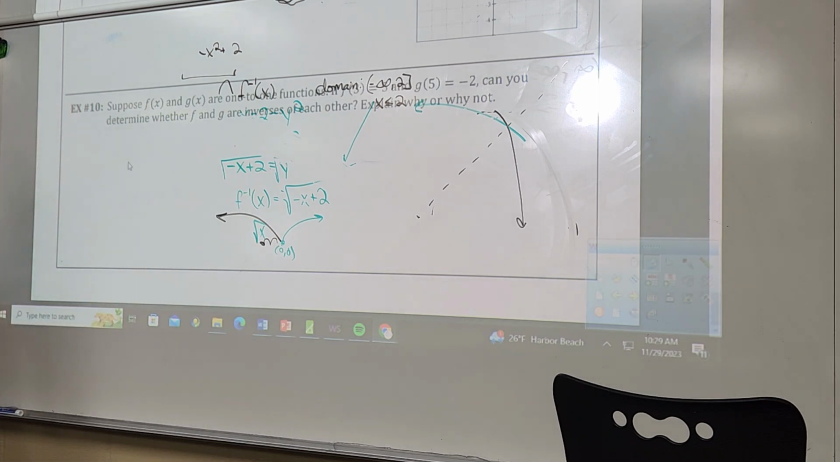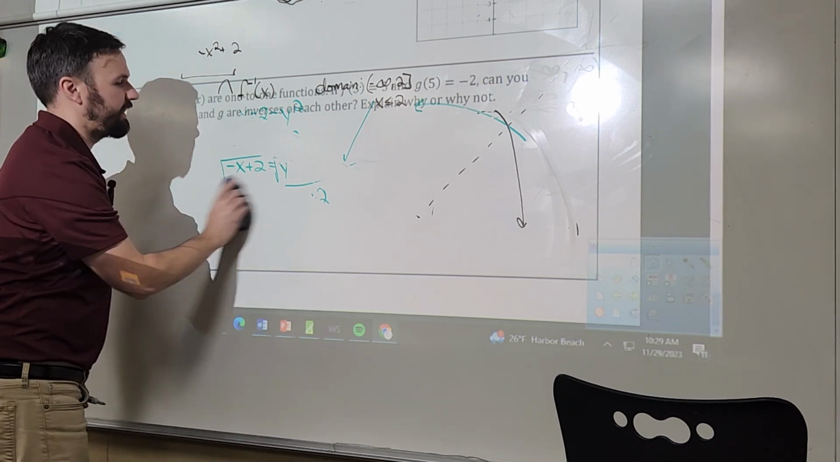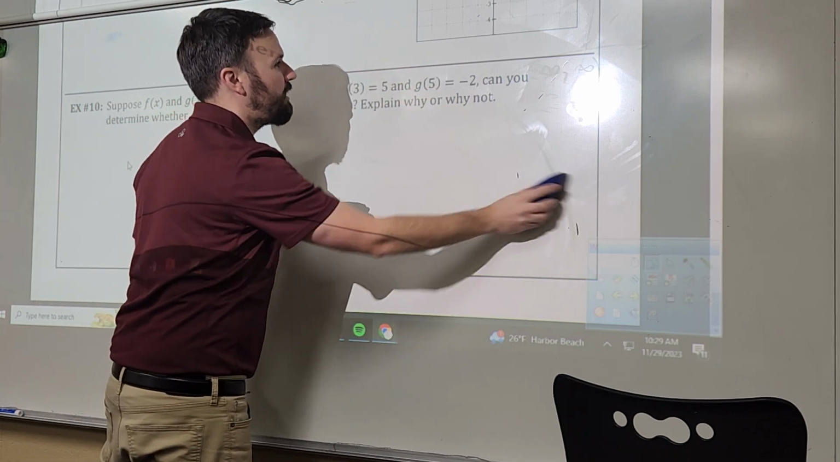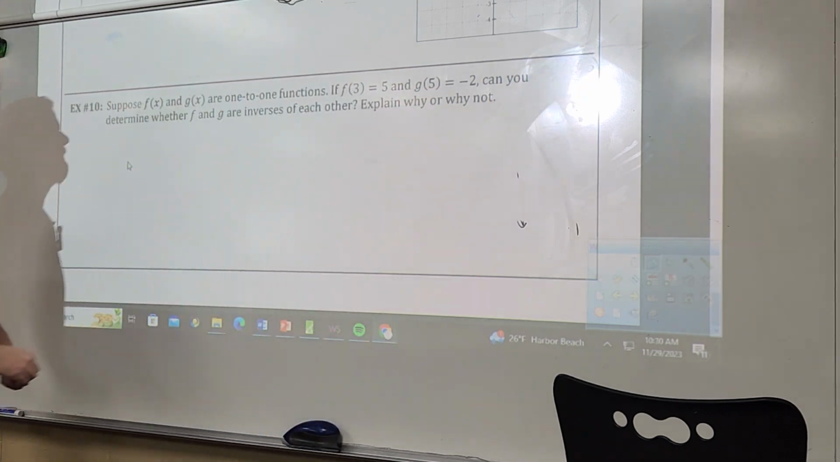Negative infinity to infinity. Oh, no, you count the negative infinity, it'd be 0 to infinity. Yeah, because we have to cut that. I'm not too worried about that one. Worry about finding the inverse and restricting your domain. That's important.